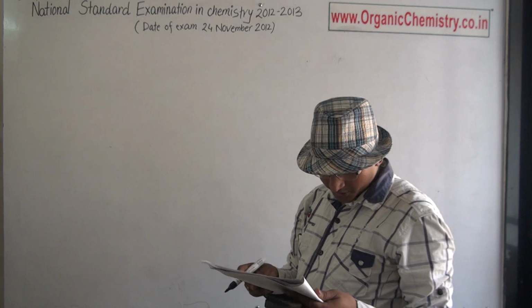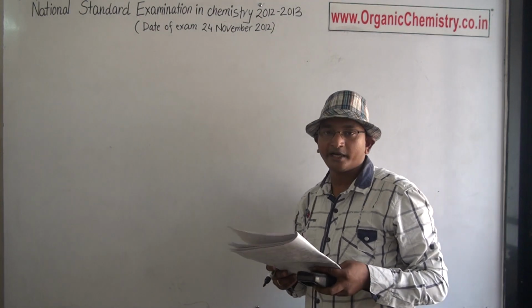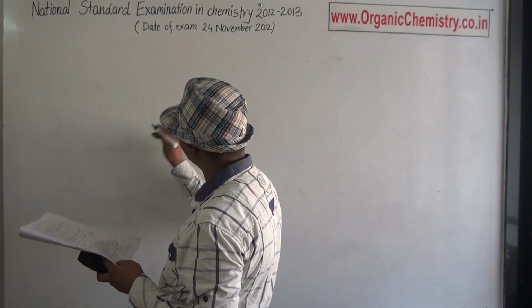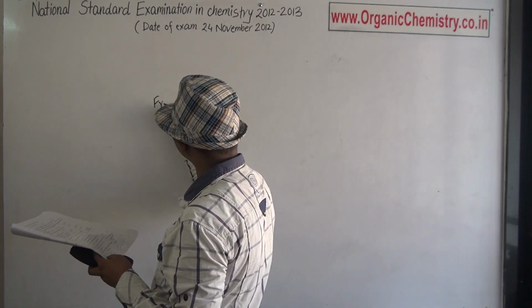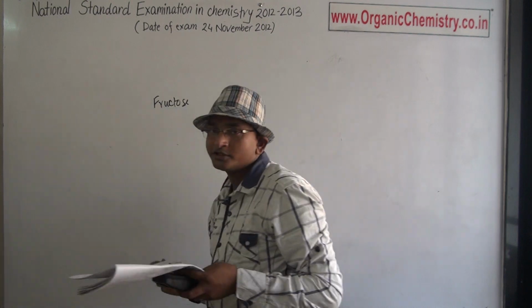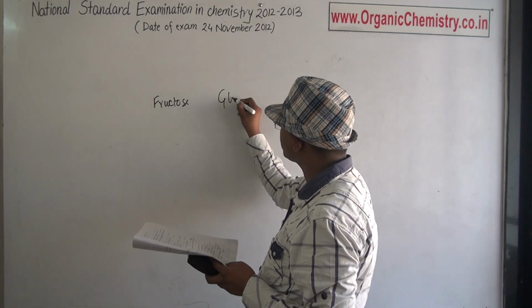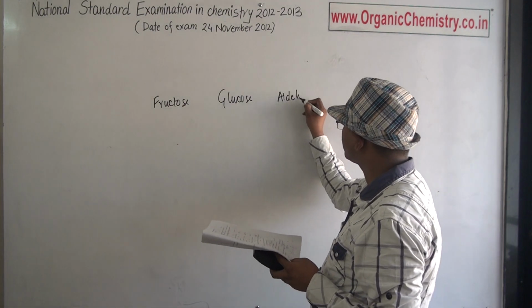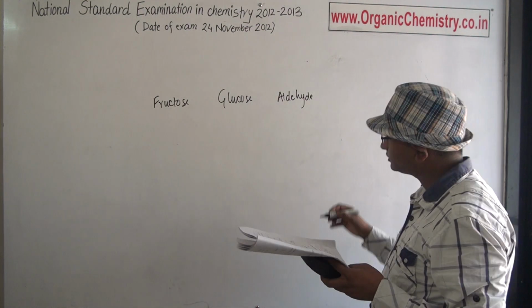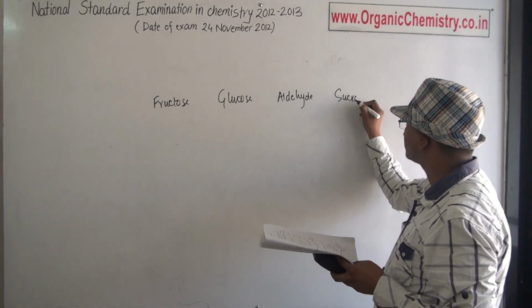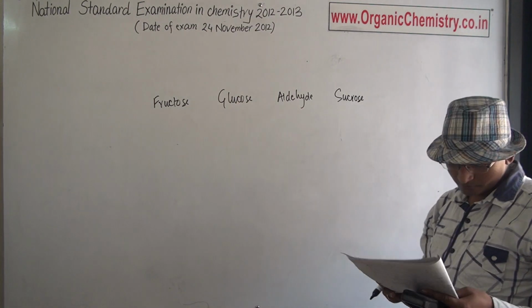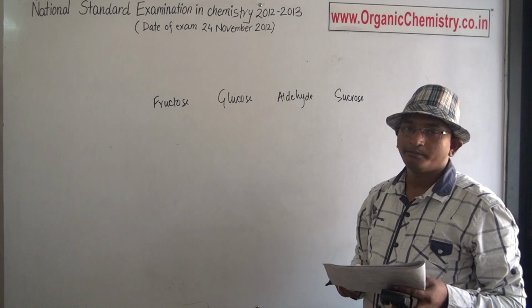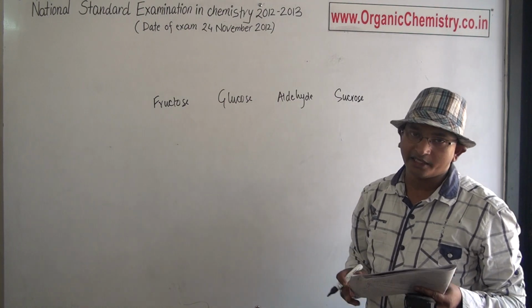So the next question is, which of the following does not reduce Benedict solution? First is fructose, second is glucose, third is aldehyde, and last is sucrose. Which of the following does not reduce Benedict solution? Benedict solution is a chemical test of aldehyde.